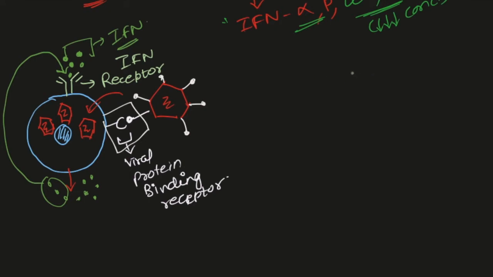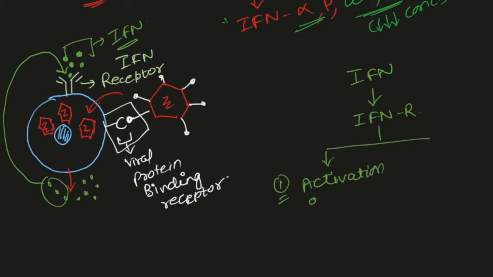Now what happens after the interferon has bound to the interferon receptor? Whenever interferon binds with the IFN receptor, it basically eliminates the virus by three different mechanisms. The very first mechanism is activation of the PKR pathway that leads to viral protein degradation.